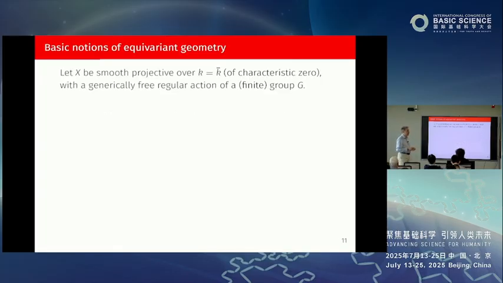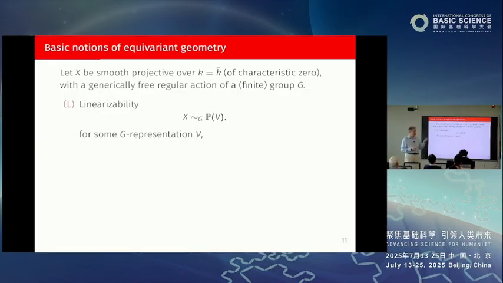Okay. Now, what about equivariant birational geometry, and what are the parallel notions in this context? So we have an algebraically closed field of characteristic 0, with a generically free, that's important, regular action of a finite group G on a smooth projective X. Linearizability, the analog of rationality, would be that X is birational to the projectivization of a representation of your group.